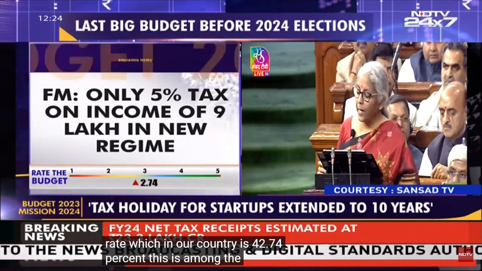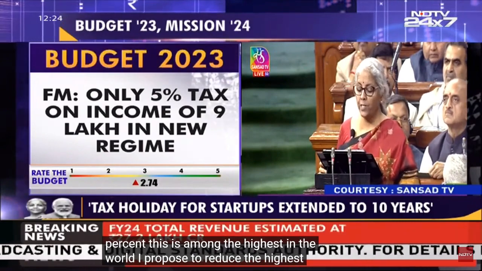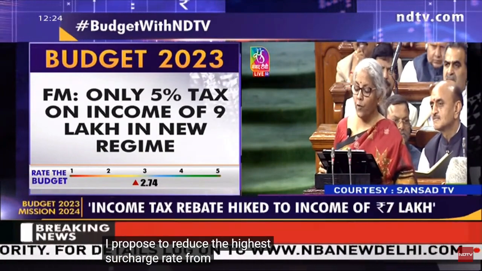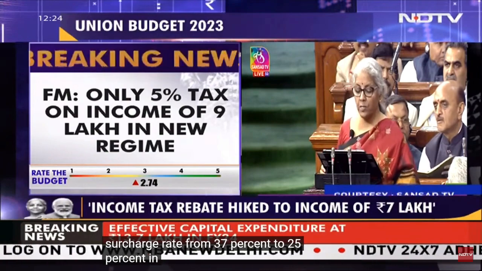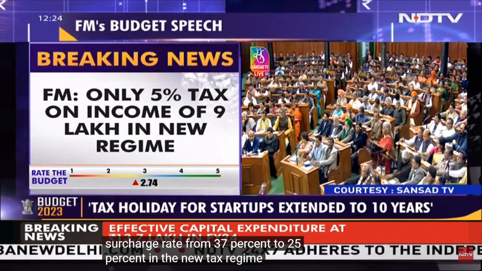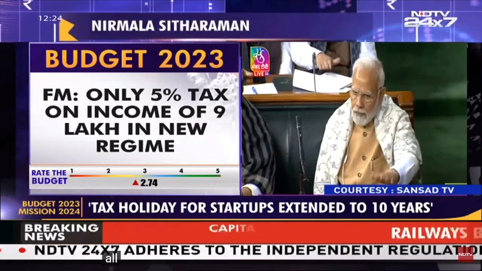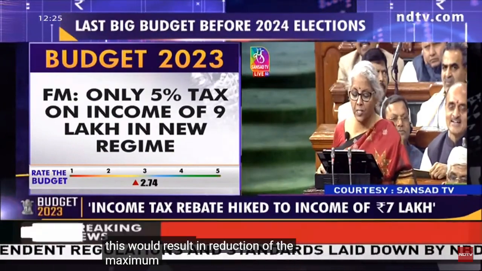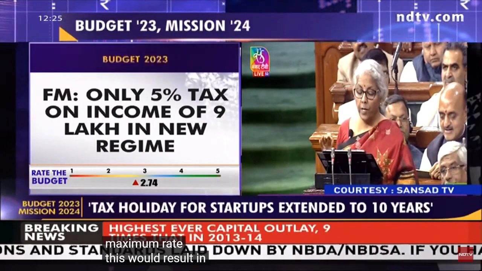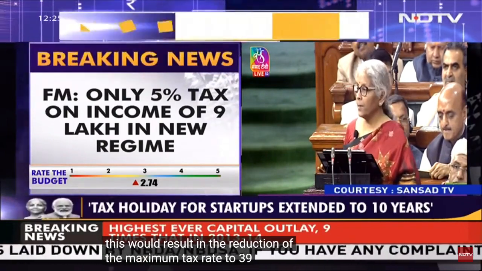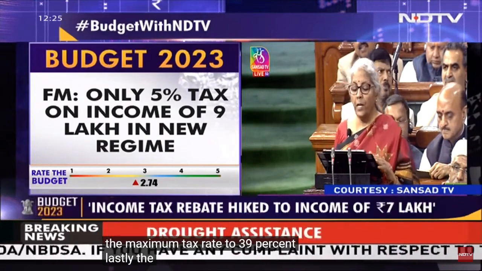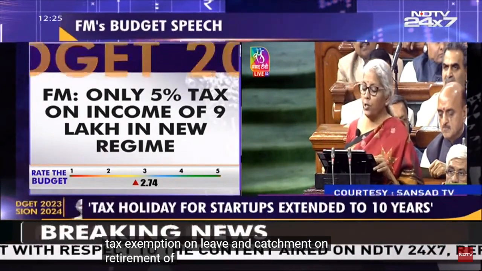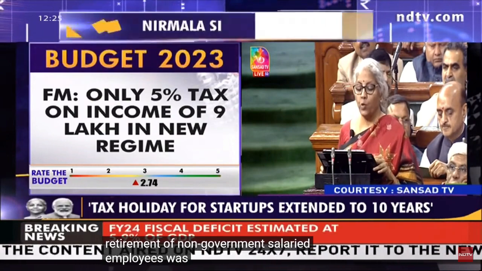42.74%. This is among the highest in the world. I propose to reduce the highest surcharge rate from 37% to 25% in the new tax regime. This would result in the reduction of the maximum tax rate to 39%. Lastly, the limit of 3 lakh rupees for tax exemption on leave encashment on retirement of non-government salaried employees was last fixed in the year.